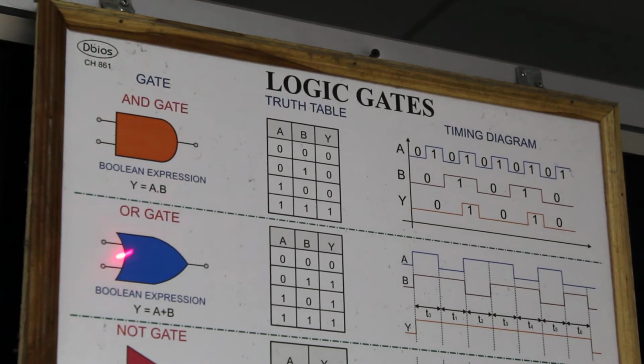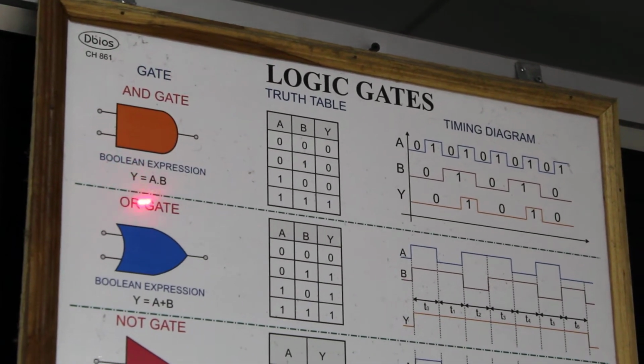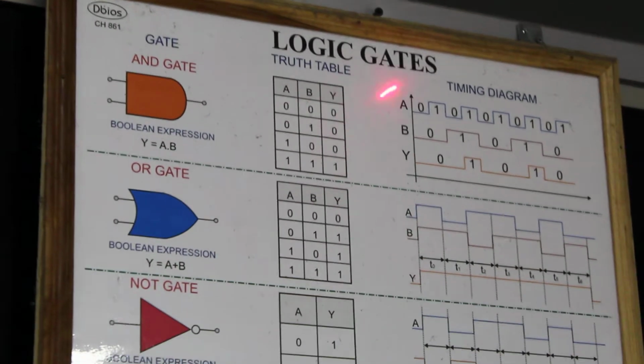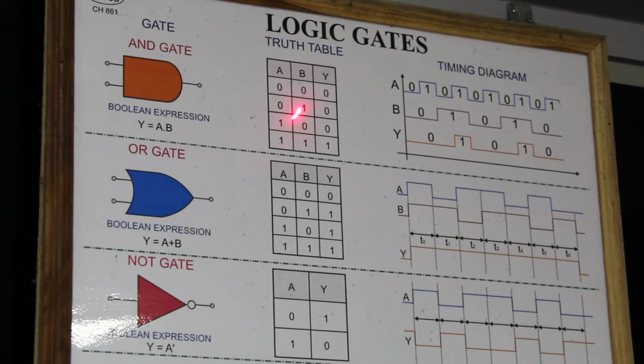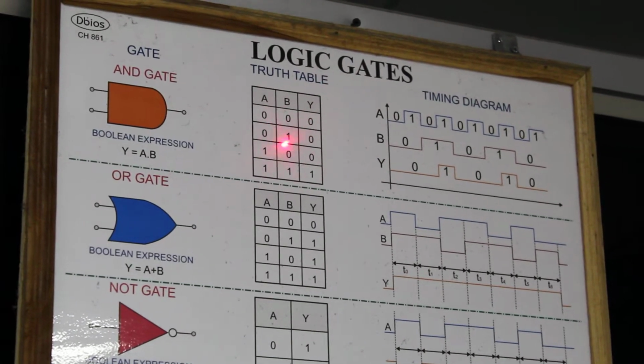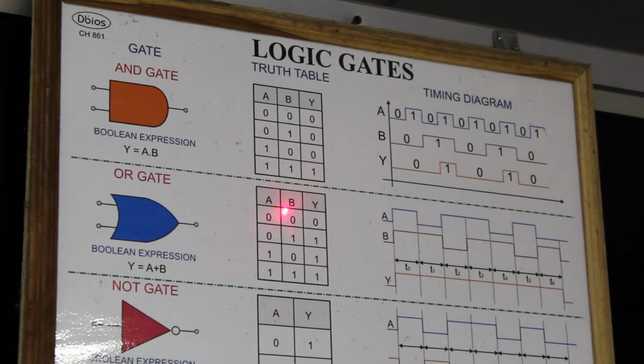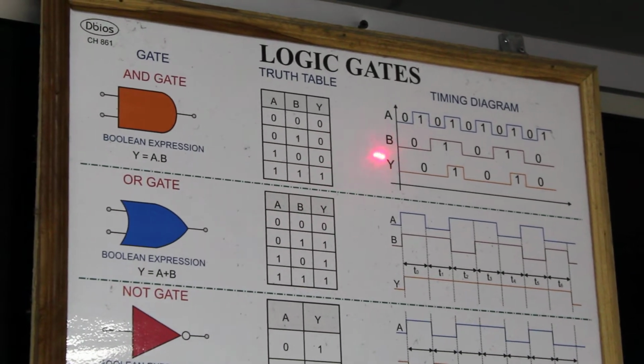So when you consider the AND gate, the output is Y equals A into B. So it is a multiplication operation. When you see the outputs, 0 into 0 is 0, 0 into 1 is 0, 1 into 0 is 0. So only when both the inputs are 1, you will get an output.